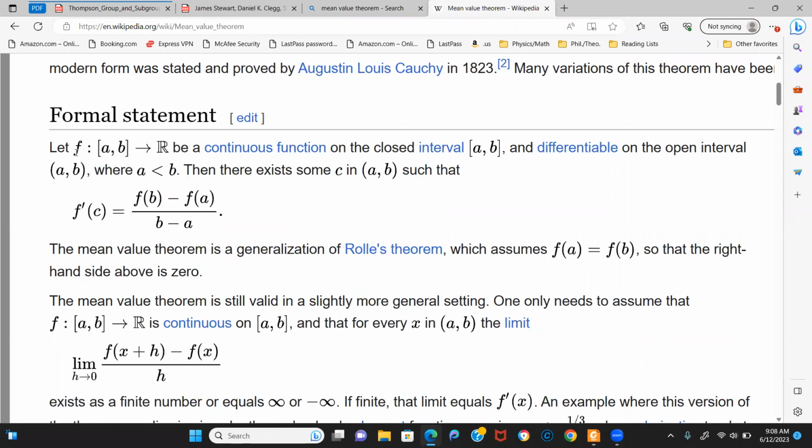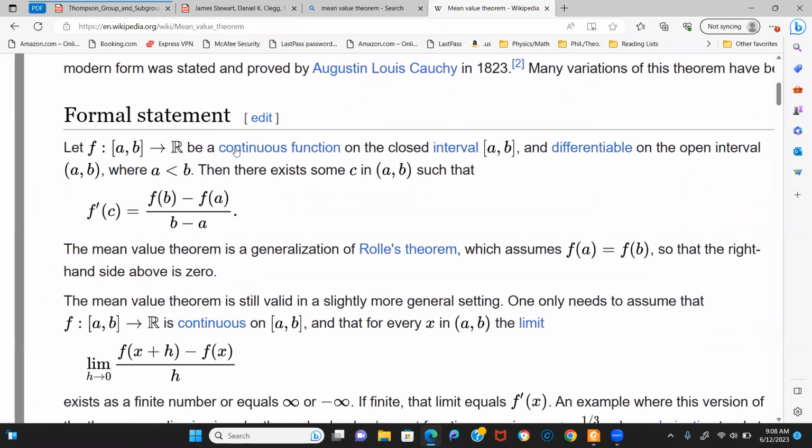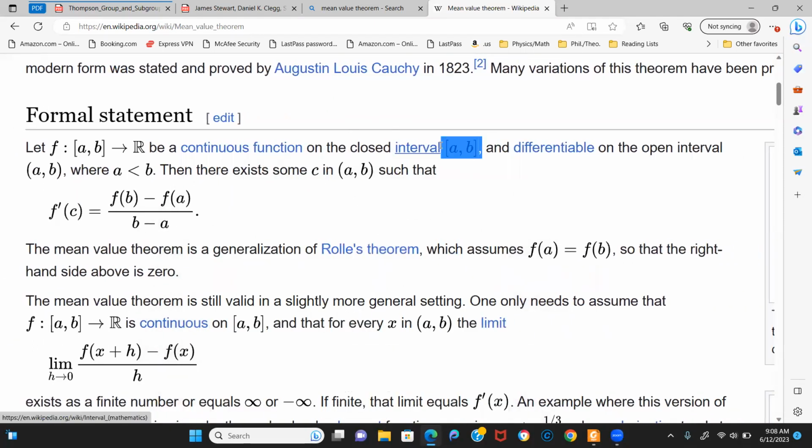So what does the mean value theorem state? It says that you have a function that's continuous on a closed interval and differentiable on the open interval, where a is less than b. Then there exists some number c in (a, b) such that f prime of c is equal to this average rate of change. The thing on the right hand side, (f(b) minus f(a)) over (b minus a), is the average rate of change over the interval. And what it says is that at some point your instantaneous rate of change equals your average rate of change.